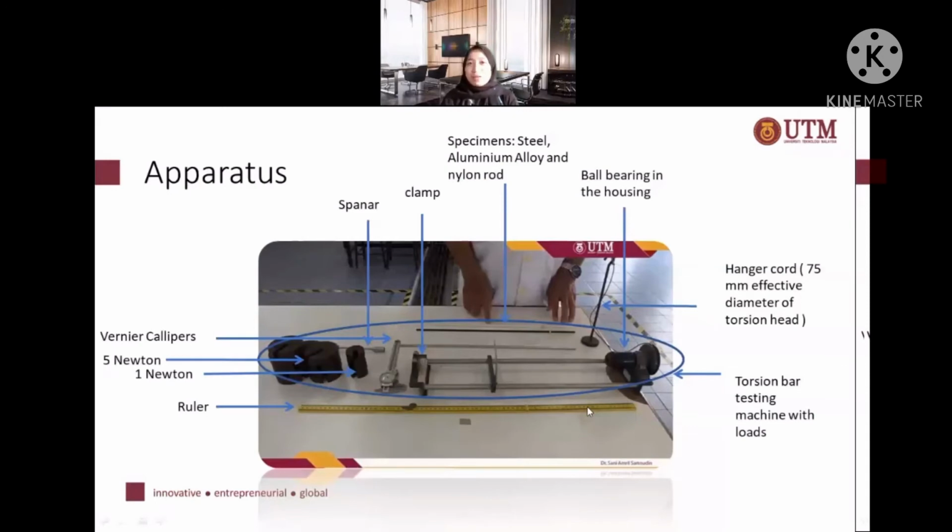My name is Zulaikha. I'm going to discuss the apparatus and also the methodology used in experiment 6. Here we have the torsion bar testing machine with loads. We have 5 Newton and 1 Newton loads. We also have a ruler, vernier calipers, spanner, and some specimens like steel, aluminum alloy, and also nylon rod. We also have ball bearings in the housing here, and also hanger cord with 75mm effective diameter of torsion head.